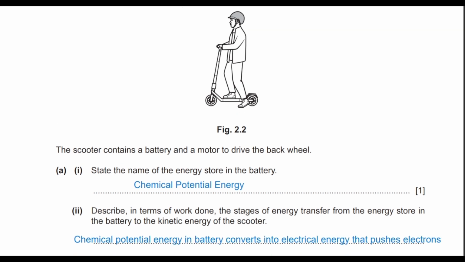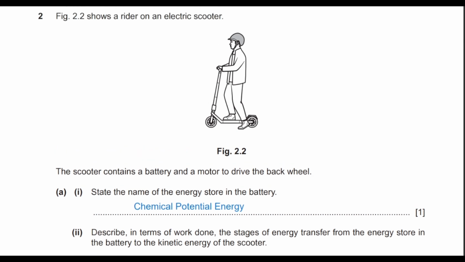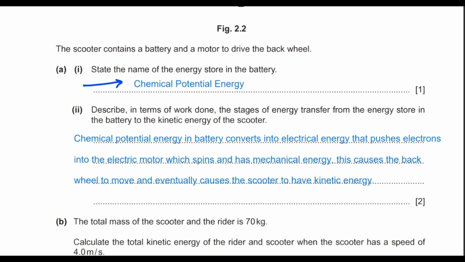So question number 2, he says, state the energy stored in the battery. Now, in battery cells, fuel, like petrol or diesel or natural gas, and the food that you eat, the primary energy stored is the chemical potential energy in the bonds of the atoms. Describe in terms of the work done, the stages of energy transfer. It's a very simple question, that from the battery to the kinetic energy of the scooter, how does that happen?